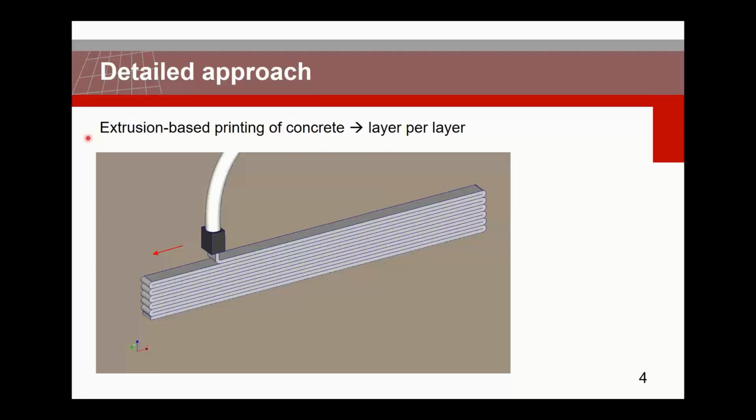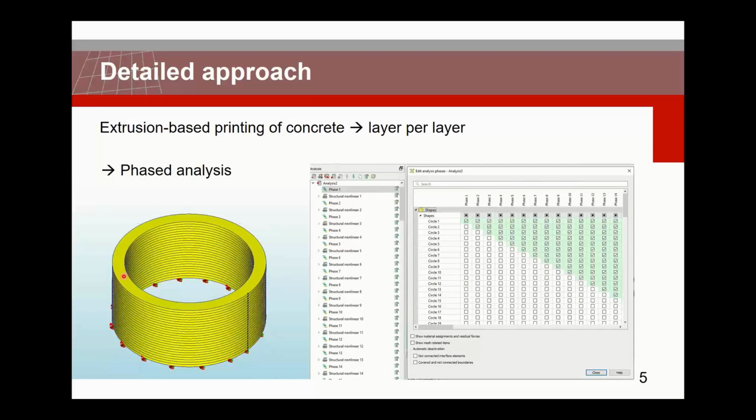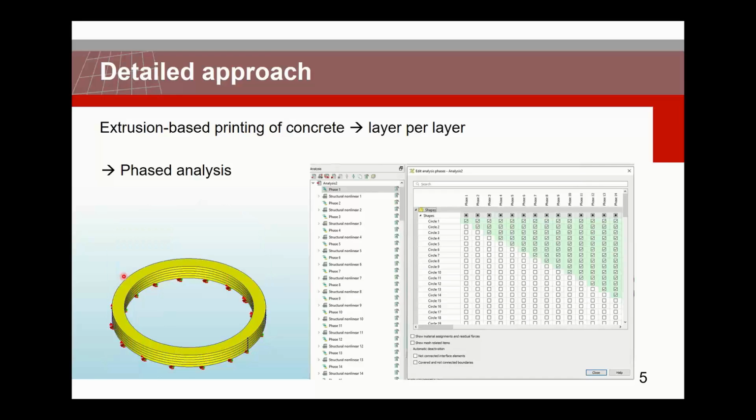So first up is the extrusion-based printing. It basically means that you have the nozzle and it prints the concrete layer for layer, something like this, up to the top. So that means also in Diana we have to model these layers separately. That looks something like this. We have to perform a phased analysis, as it is called.